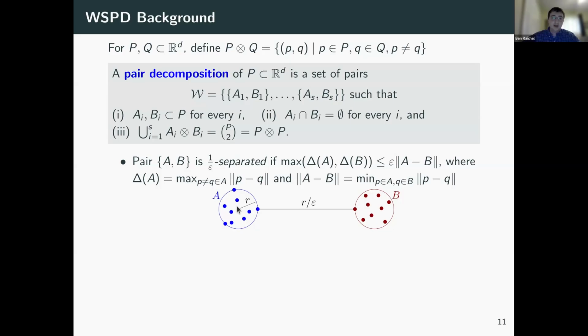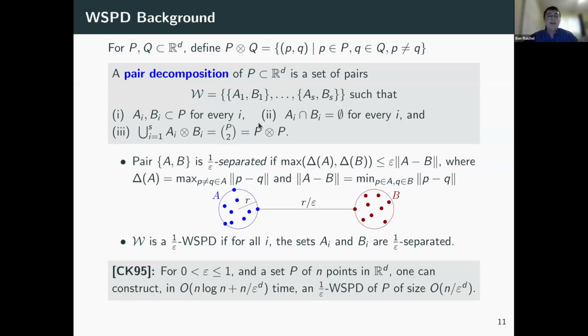So I have my set A, I have my set B. I've drawn 2 equal radius balls around them. Those balls are the diameter of A, which is larger than B. And so let me call the radius of that ball R. Then I'm saying the separation between the balls is at least R over epsilon, right? So things are far apart between the sets and close within the set. Then W is a 1 over epsilon WSPD if for all i, every A_i-B_i pair is well epsilon separated, right? So not only are the pairs of points covered, but they're covered in well-separated sets.